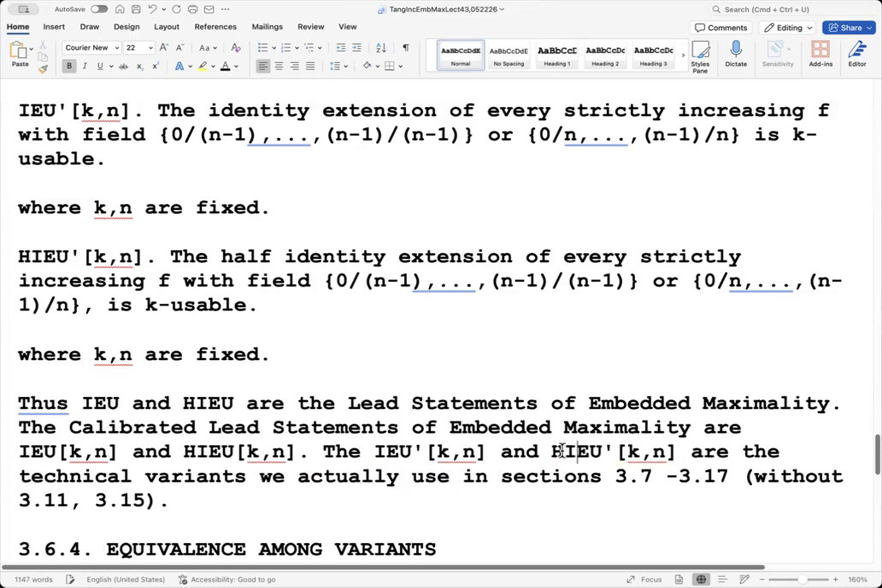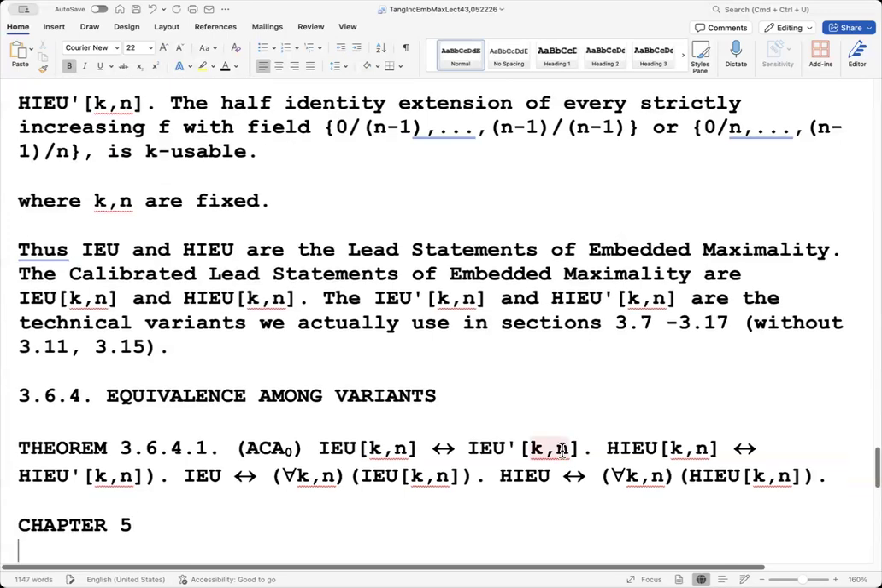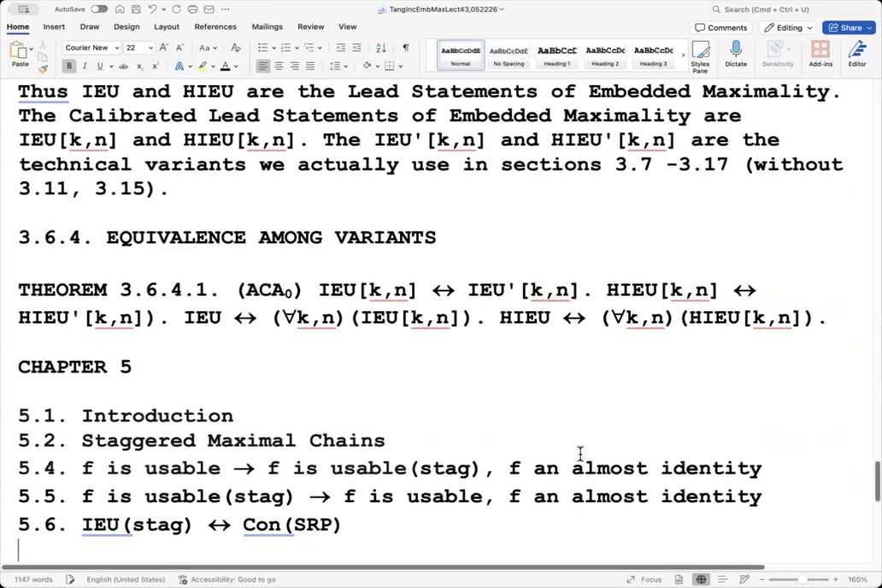The technical variants we actually use. Yeah, it's just explicitly stating what the field is. Okay, and then we have the equivalence between variants as before, which is pretty easy to prove. Some of it's completely trivial.